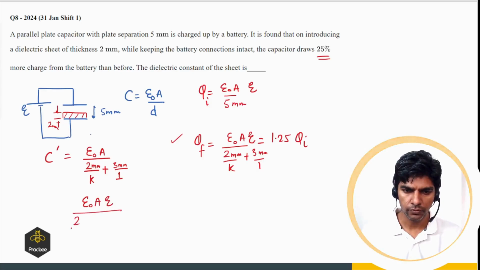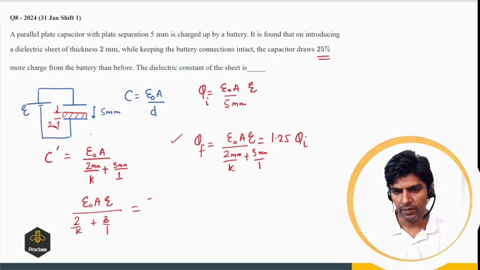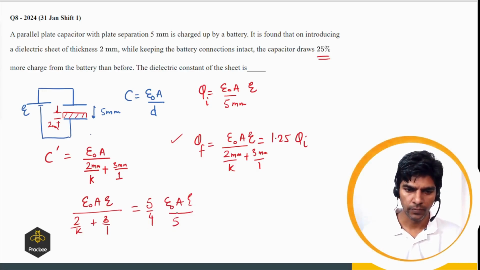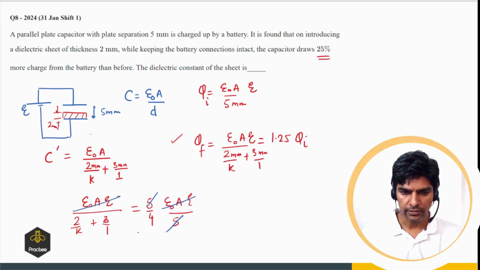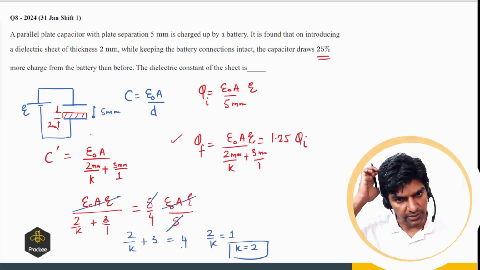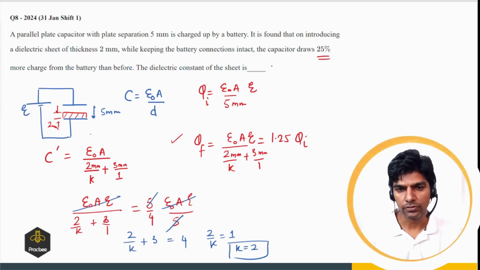EMF upon 2 by K plus 3 by 1 is equal to 1.25, which can be written as 5 by 4 times epsilon naught A times E by 5. So this 5 will get cancelled out. This will get cancelled out. So we get 2 by K plus 3 equals 4. Now from this 2 by K comes out to be 1. So K comes out to be 2. So the dielectric constant of the slab is 2. So that is the answer of this question.